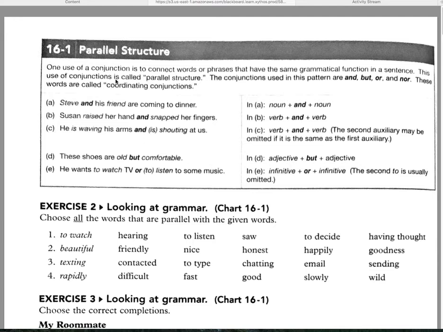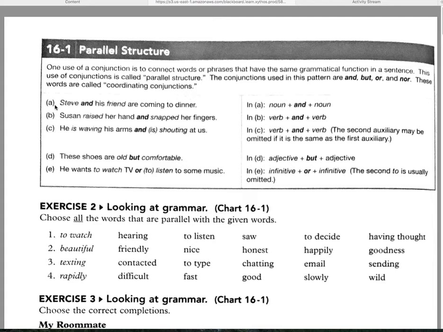One use of a conjunction is to connect words or phrases that have the same grammatical function in a sentence. This use of conjunctions is called parallel structure. The conjunctions used in this pattern are and, but, or, and nor, which means negative. These words are also called coordinating conjunctions.